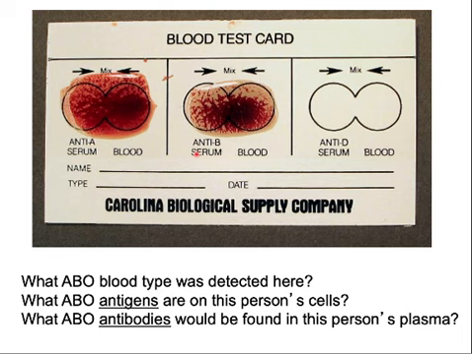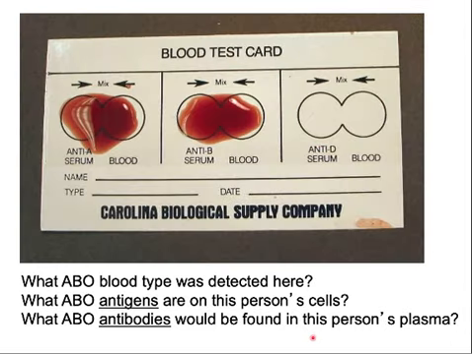And if there is an agglutination reaction, that means that the antigen is present, okay? So this person is type AB. They have the A and the B antigen, and they don't have any ABO antibodies, right? So they are universal recipients, okay?